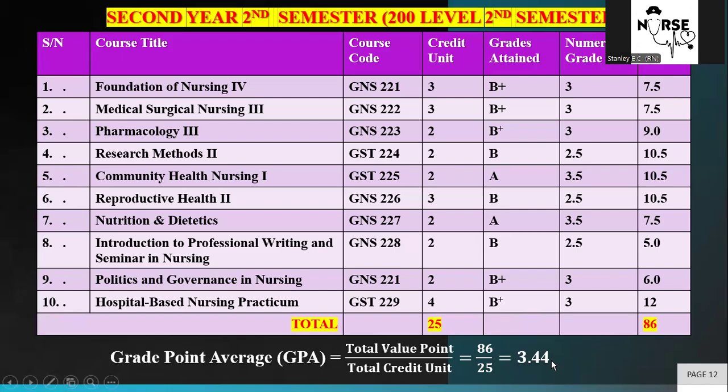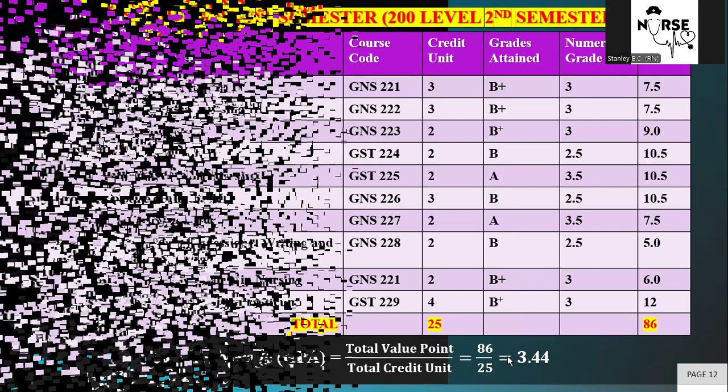So depending on what you score for that semester, that's what you will use to calculate your CGPA. But this remains the same. This numeral grade, you will find it in the syllabus for your school or the syllabus for your studies. When you divide the total value point by your total credit unit, you will get your GPA for that semester. So for this semester, this student got 3.44.